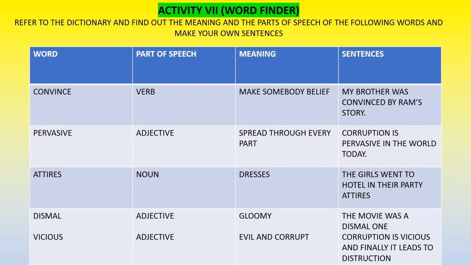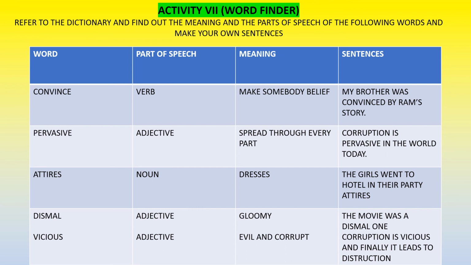First one is convince. Convince, it is a verb. What is the meaning of convince? Make somebody believe. Sentence: My brother was convinced by Ram's story. Ram told a story, and my brother was completely convinced by Ram's story. He believed the complete story of Ram.